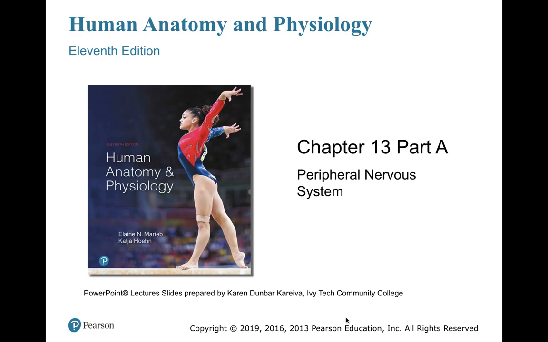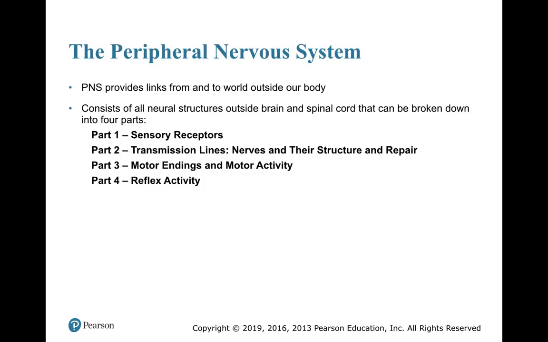Look at the peripheral nervous system. Last week we looked at the central nervous system. Now we'll look at things that are outside the brain and spinal cord. So the peripheral nervous system is a link to and from the outside world, outside our body. It's the communication lines to and from the central nervous system.